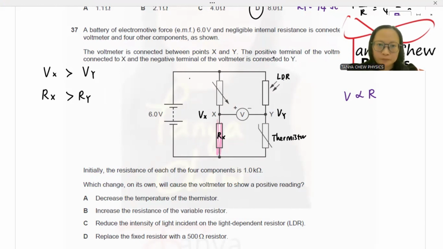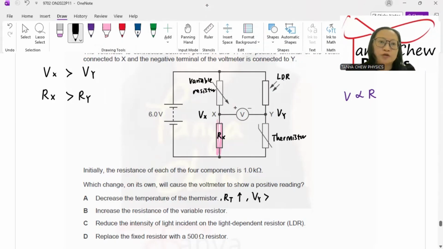This is called variable resistor. Now, let us look at the first one. Decrease the temperature of the thermistor. When the temperature of the thermistor is decreasing, the resistance across the thermistor will have to increase. When the resistance across the thermistor increases, the Vy would be larger. So Vy would have to increase.